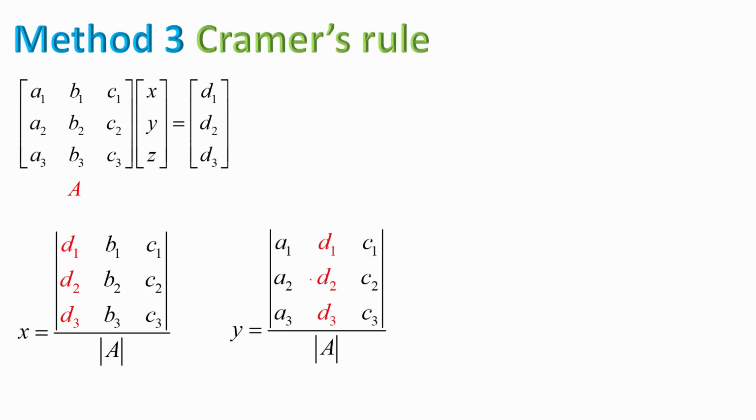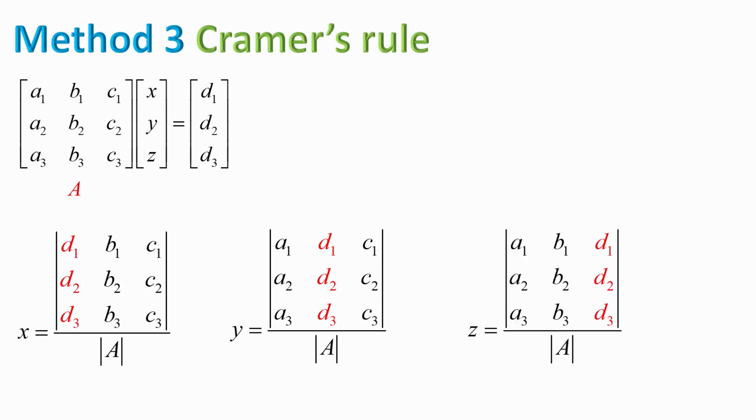There it is. Very similar, except that the second column containing the coefficients of y has been replaced by D1, D2 and D3, and not surprisingly the expression for z is the same, but the column for z has been replaced by D1, D2 and D3. So all we need to do is work out each expression for x, y and z, and we have our solution. So let's apply that.